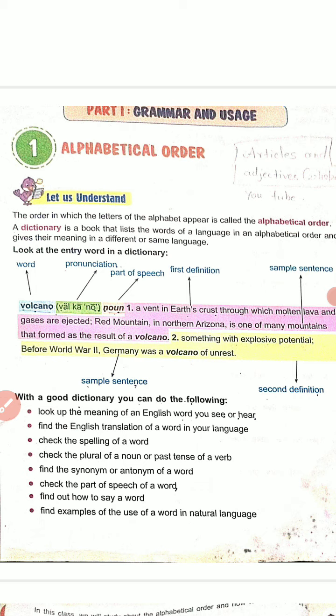Okay, look at the entry word in a dictionary. Like in a dictionary, the word volcano is given, then pronunciation is also given, then part of speech is also given. Which type of part of speech is it? It is a noun. Volcano, it is a noun. The meaning is also given: a vent in the earth's crust through which molten lava and gases are ejected. So here meaning, part of speech, pronunciation, everything is given.